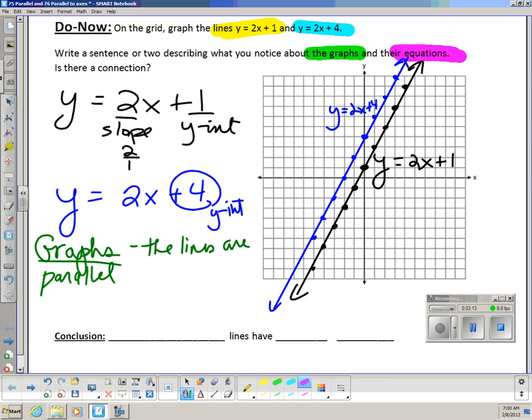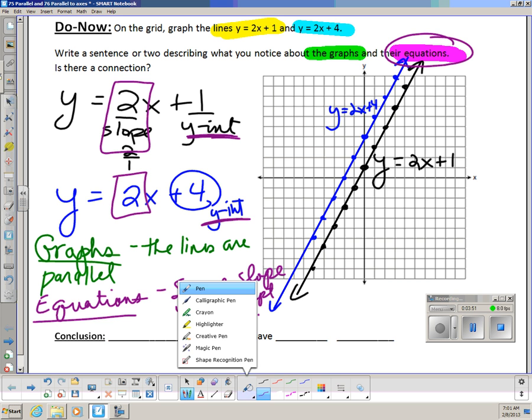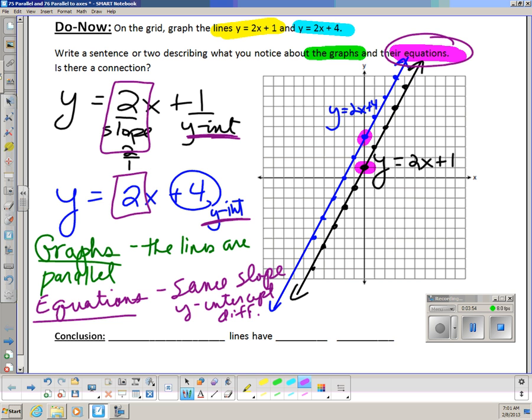Then I asked you about the equations. If you notice, they share the same slope, but had a different y-intercept. So the y-intercept basically made us start at two different points. But then what happened was we moved the same direction. We went up 2 over 1, up 2 over 1. And what this creates is the effect that the lines will never touch each other.